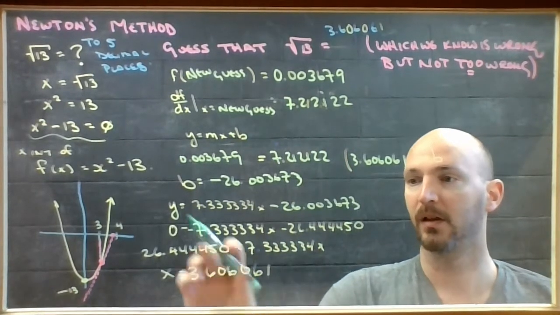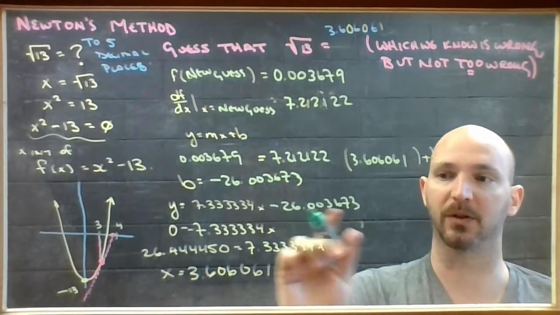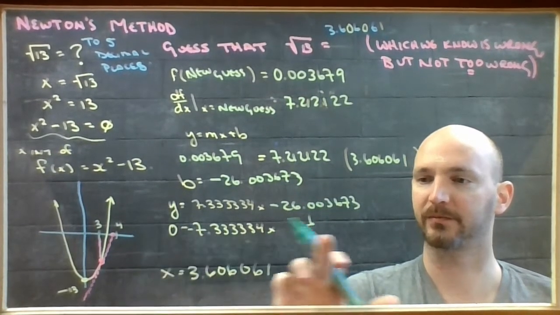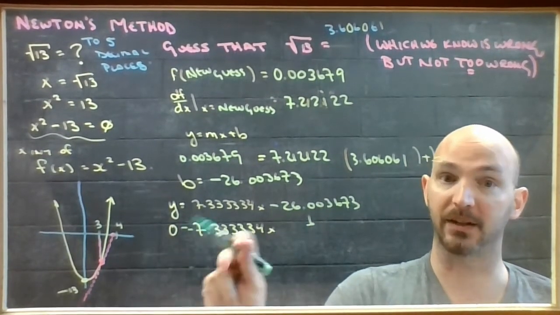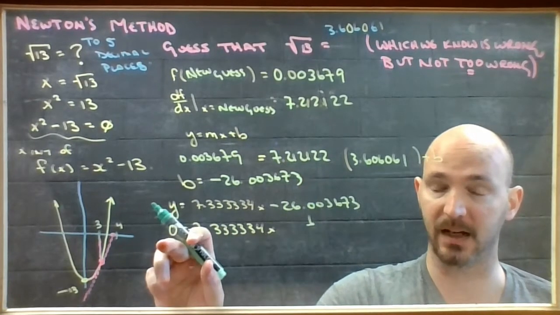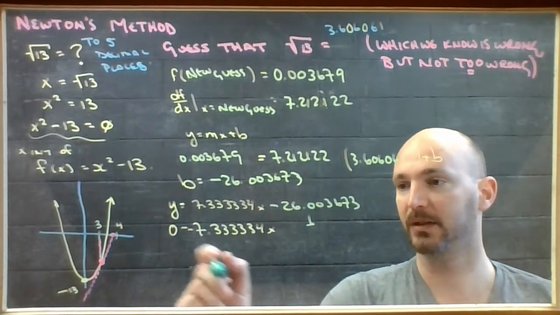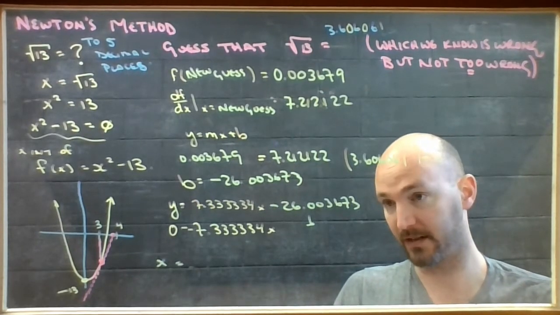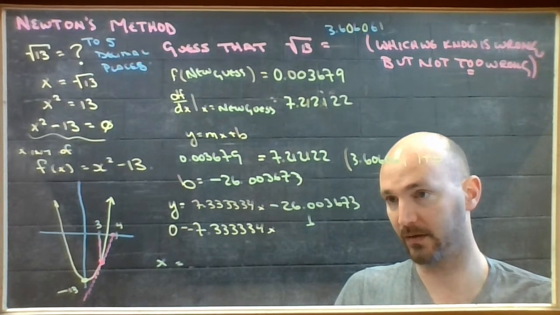Okay. Set that to 0. This number goes here. I'm not going to write it again. In order to get the new guess, this is going to come over to the other side, and I'm going to divide by my slope. So my new guess would be that number divided by 7.33.